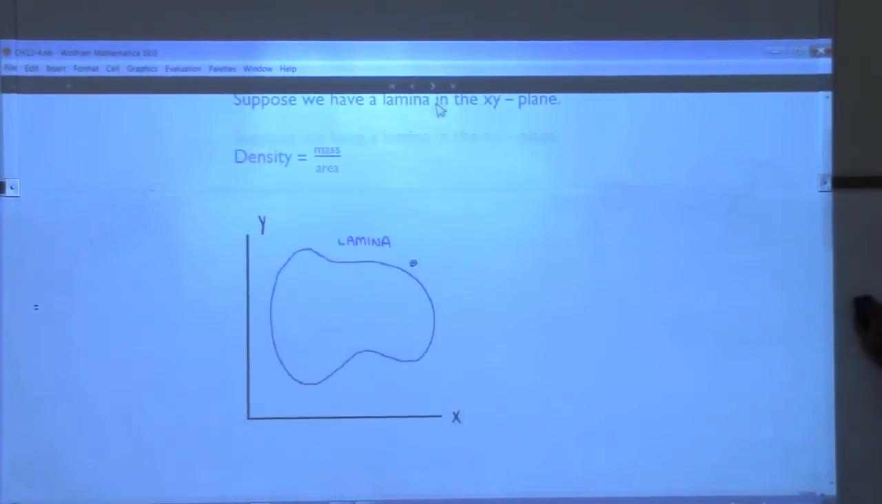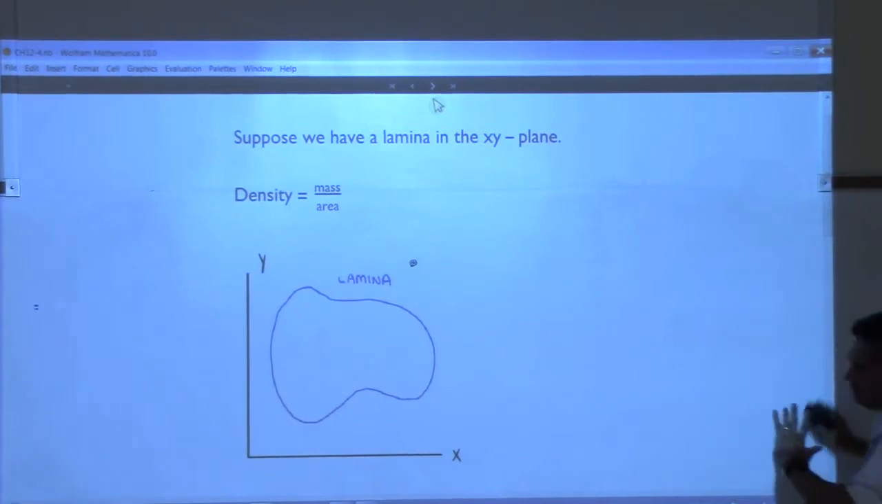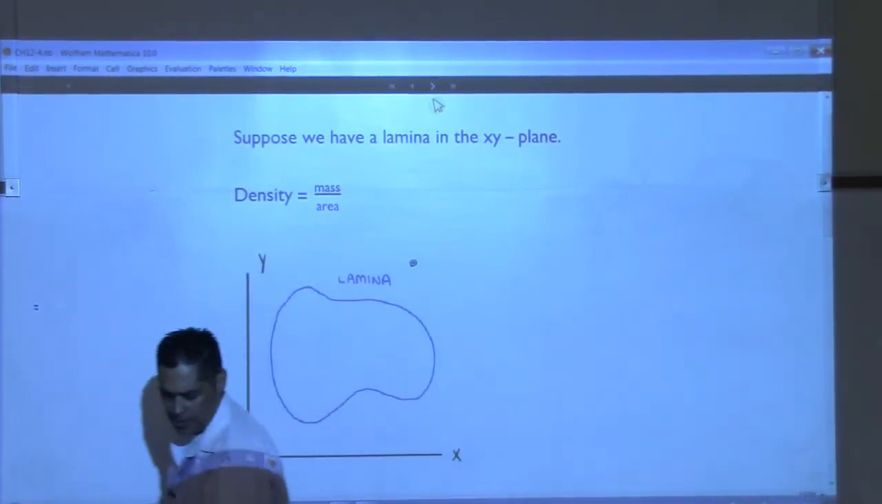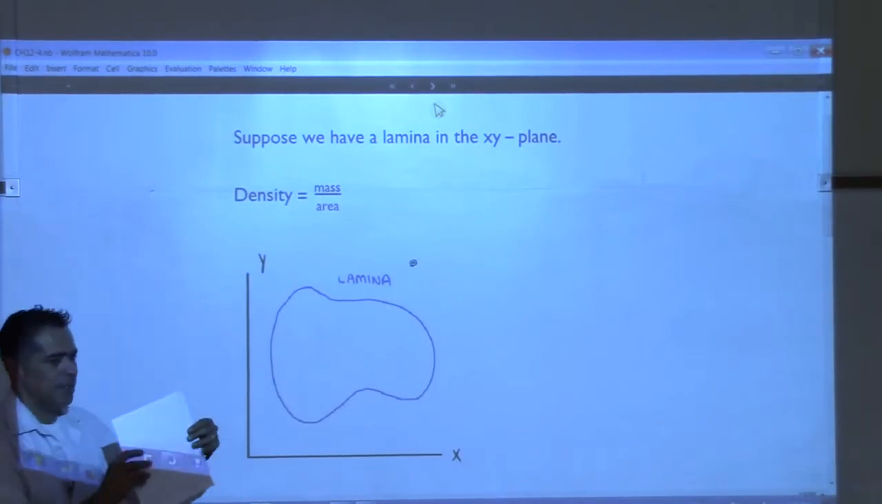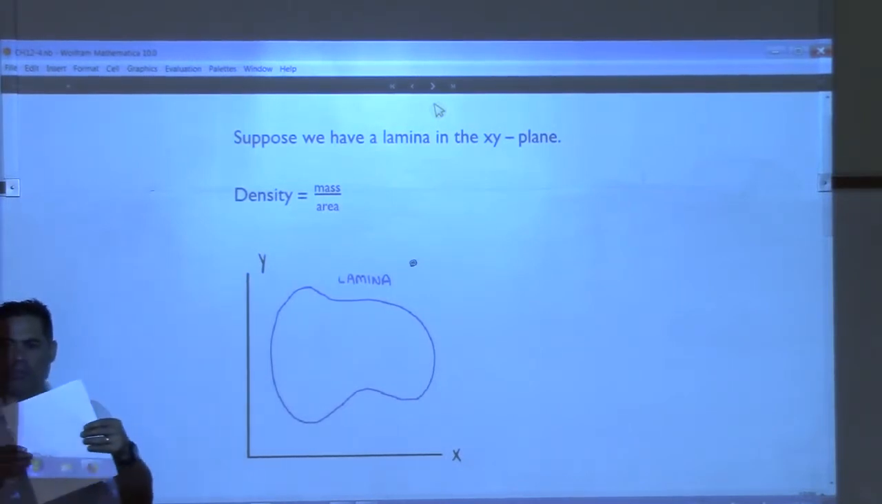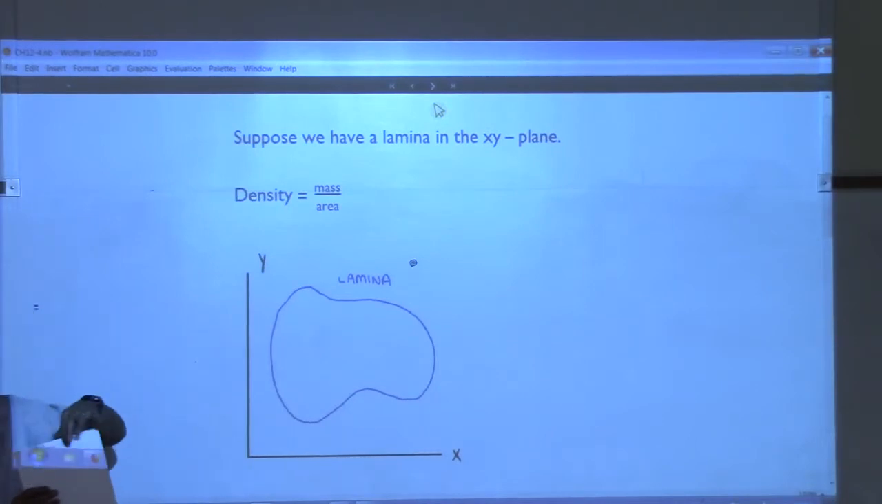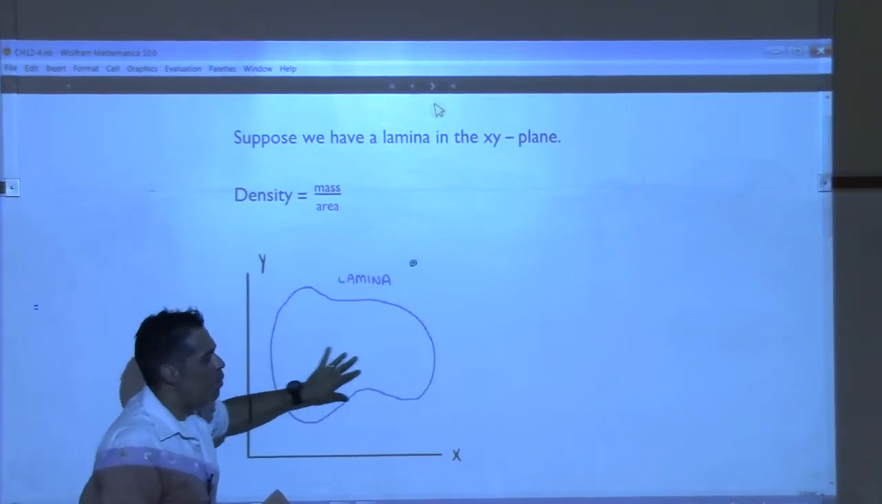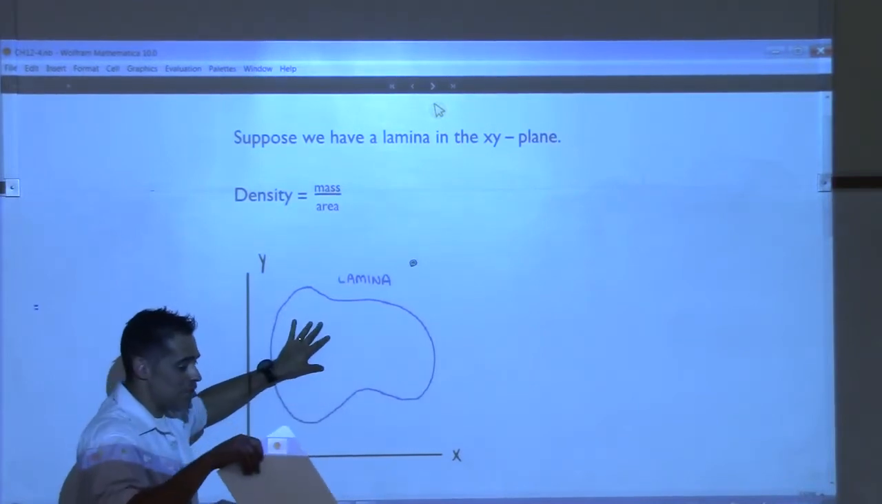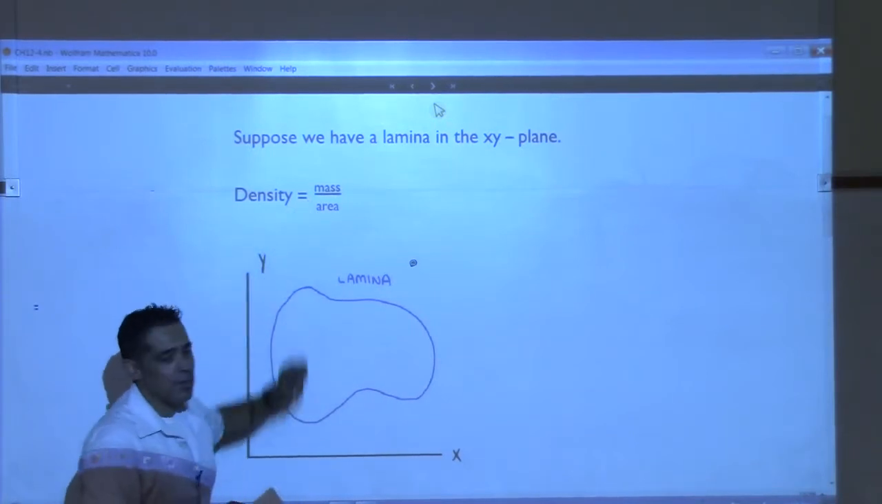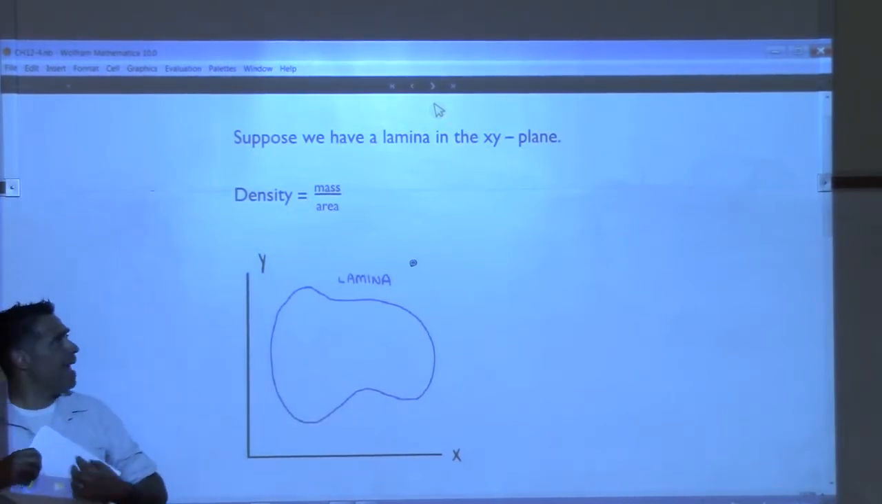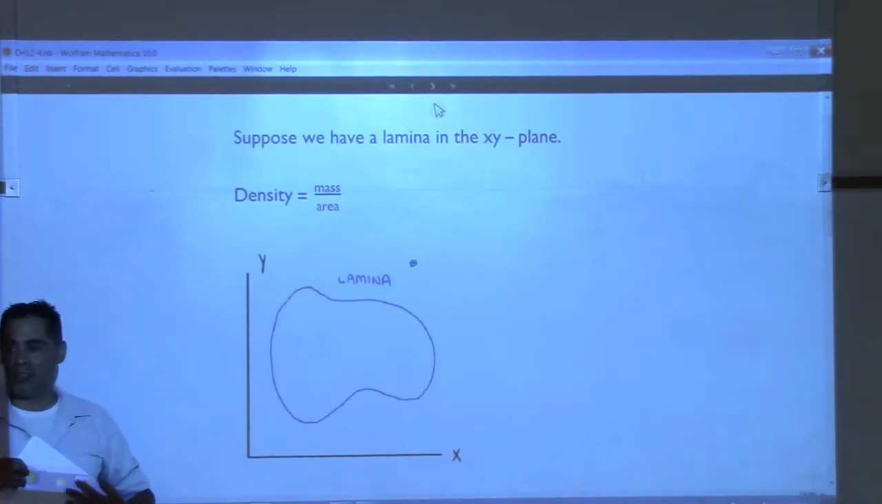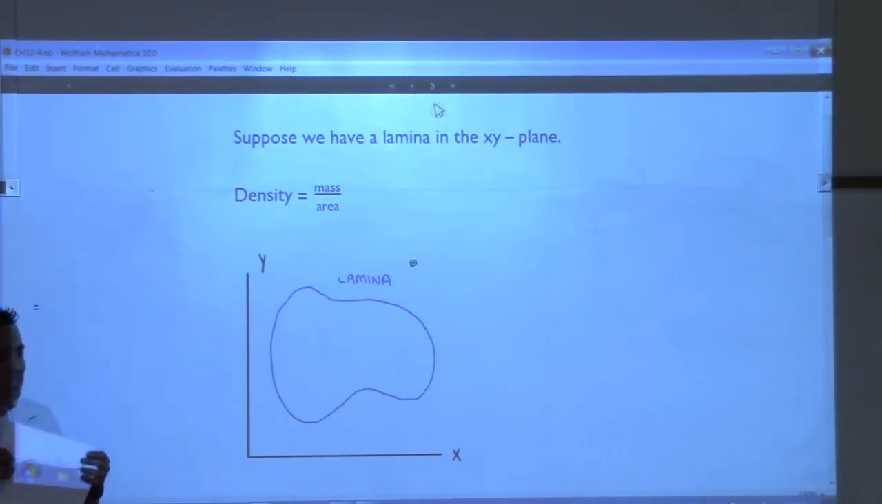So a lamina is a flat sheet that has some shape to it. It's two-dimensional, even though there's thickness to this. This page has thickness, but we're going to consider this a two-dimensional lamina. And we're going to talk about the density of this lamina at every point. Density of a two-dimensional object is defined as its mass over its area. So if you took the total mass of this thing and divided it by the total area, that would give you its density.